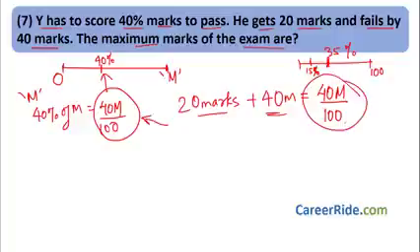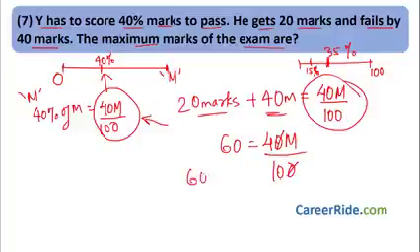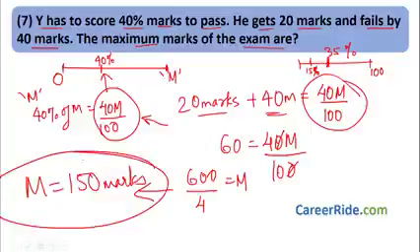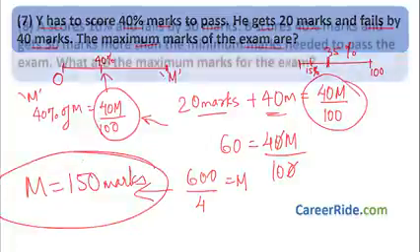Passing marks are 40 M by 100. Let's calculate. What do we get? This upon 100, this gets cancelled. So we have 600 divided by 4 equal to M. So M is nothing but 4 ones are 4, 25, 150 marks. So the maximum marks of the exam are 150.